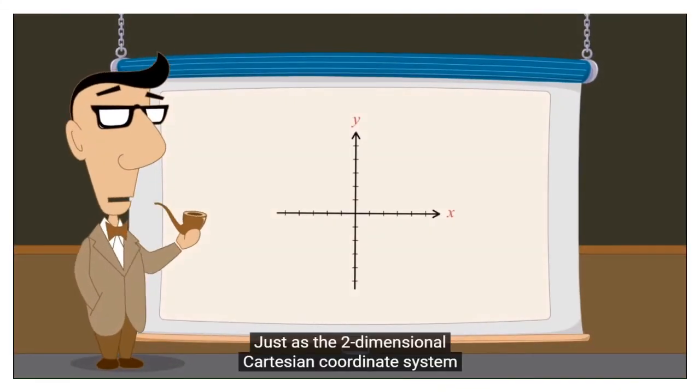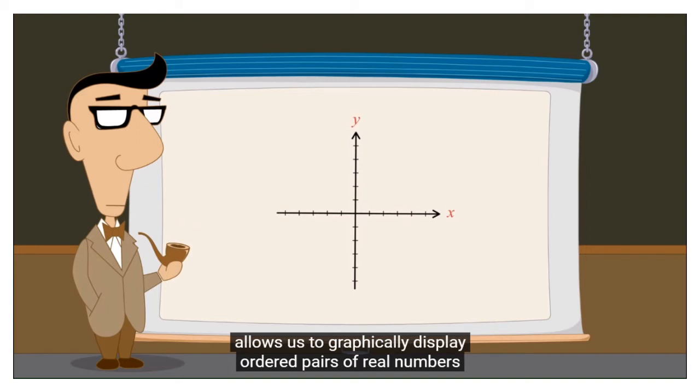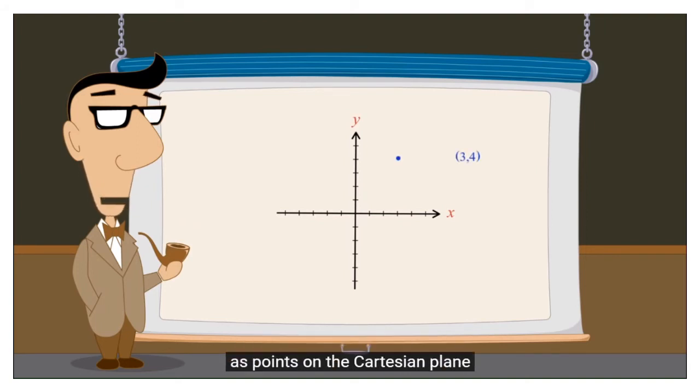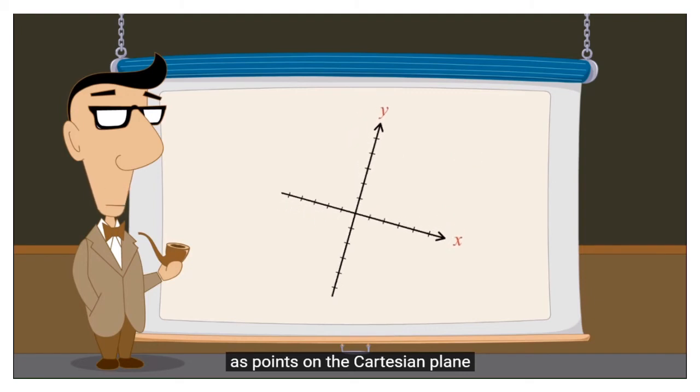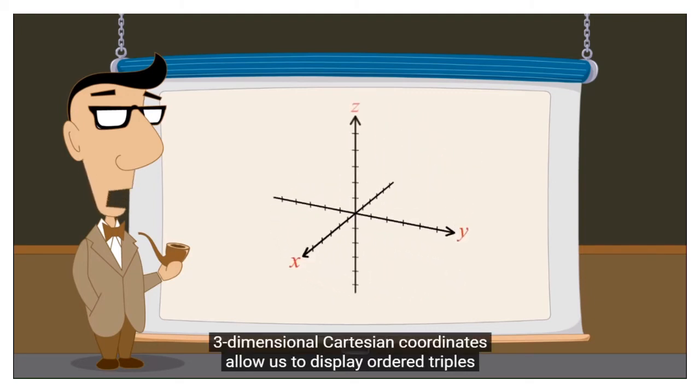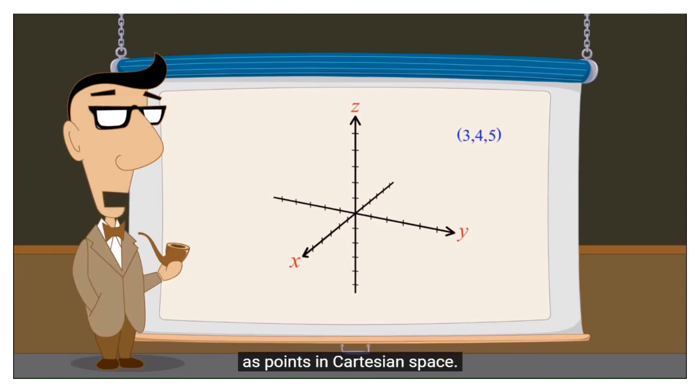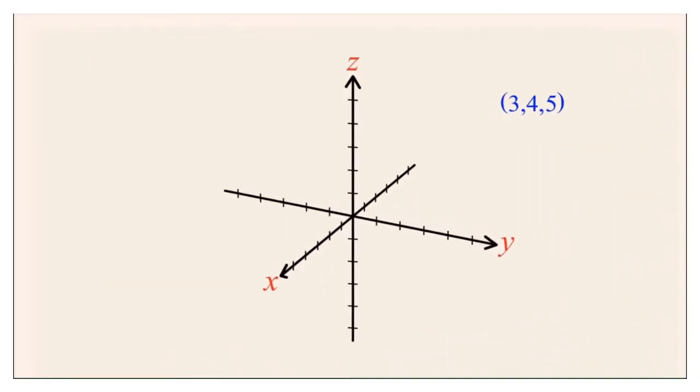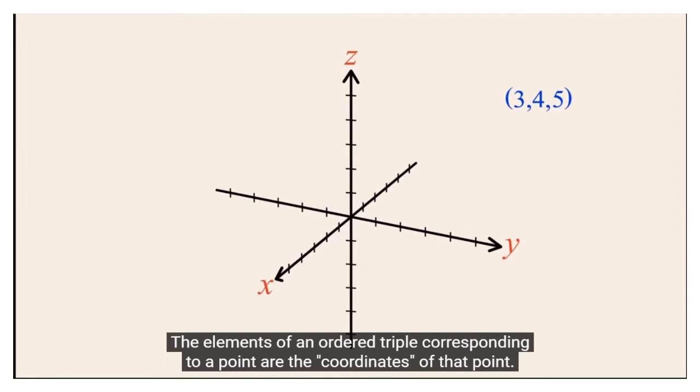Just as the 2-dimensional Cartesian coordinate system allows us to graphically display ordered pairs of real numbers as points on the Cartesian plane, 3-dimensional Cartesian coordinates allow us to display ordered triples as points in Cartesian space. The elements of an ordered triple corresponding to a point are the coordinates of that point.